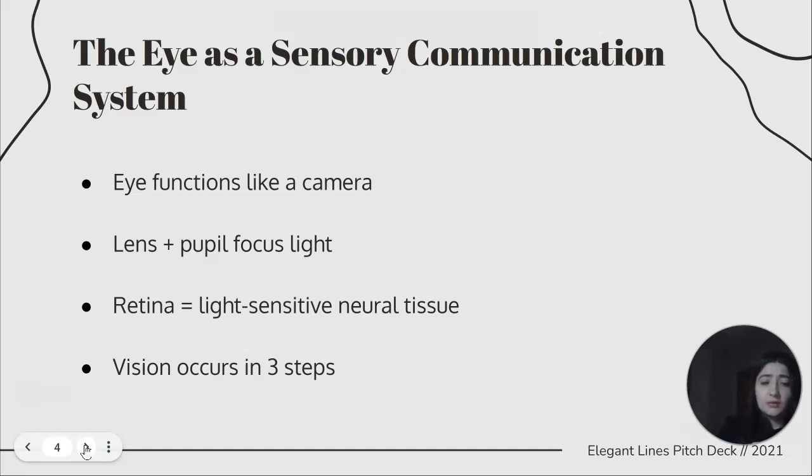This system requires precise coordination between physical structures of the eye and neurons of the sensory nervous system to ensure that we have an accurate visual perception of what we are seeing.